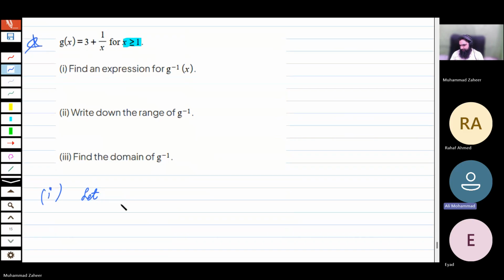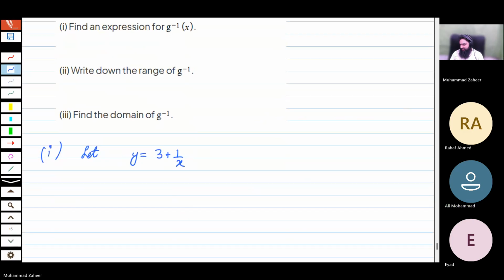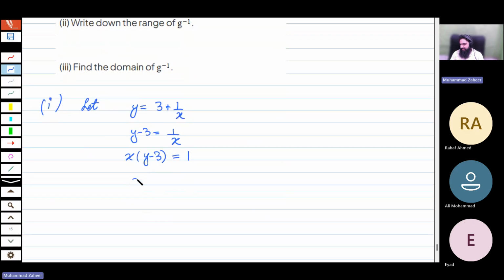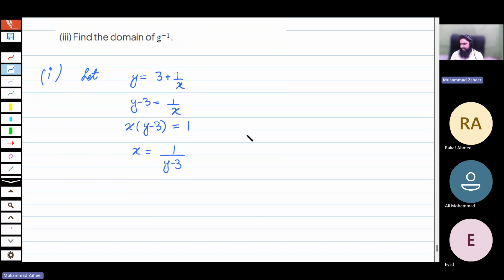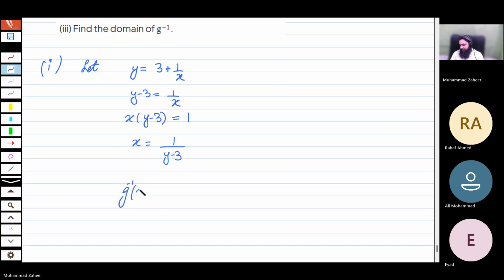The first step is to find the inverse, which means y is equal to 3 plus 1 divided by x. Now it is positive 3, on the other side it will be negative 3. x is dividing, on the other side it will be multiply. x is equal to 1 over y minus 3. Y minus 3 is multiplying, so on the other side it will become divide by y minus 3. Now replace the x with the inverse function, it is g inverse of x, and y with x values.